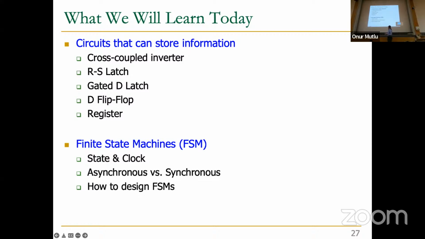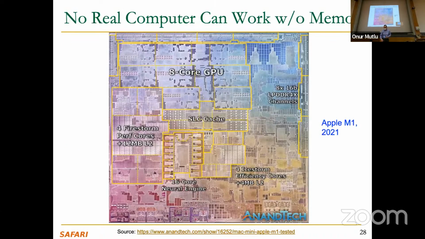Some really fundamental notions like state and clock. And we'll talk about asynchronous and synchronous design and how to design finite state machines. Okay, and I think the key important thing is we talked about combinational logic, but no computer can work without memory. They have to really store information from the past, basically.